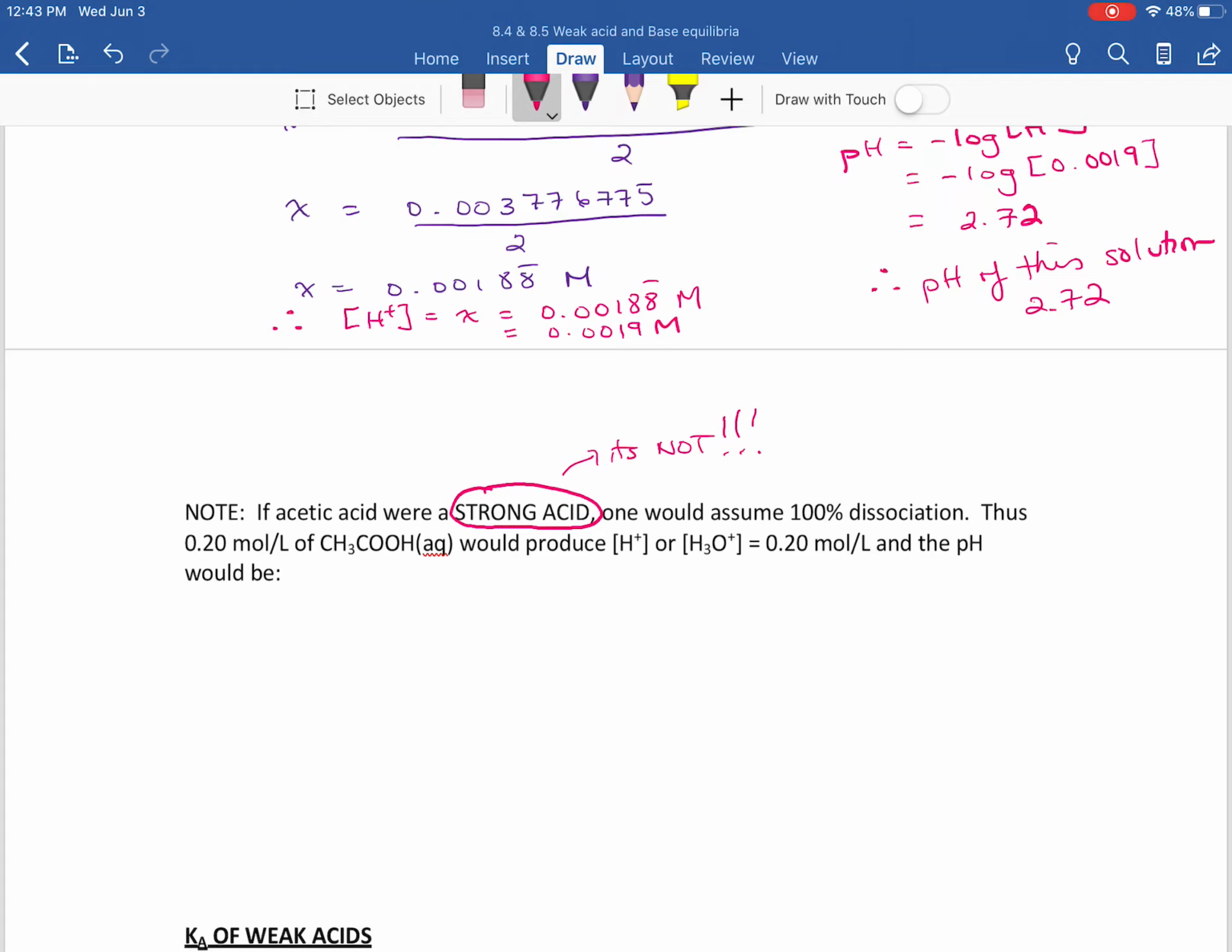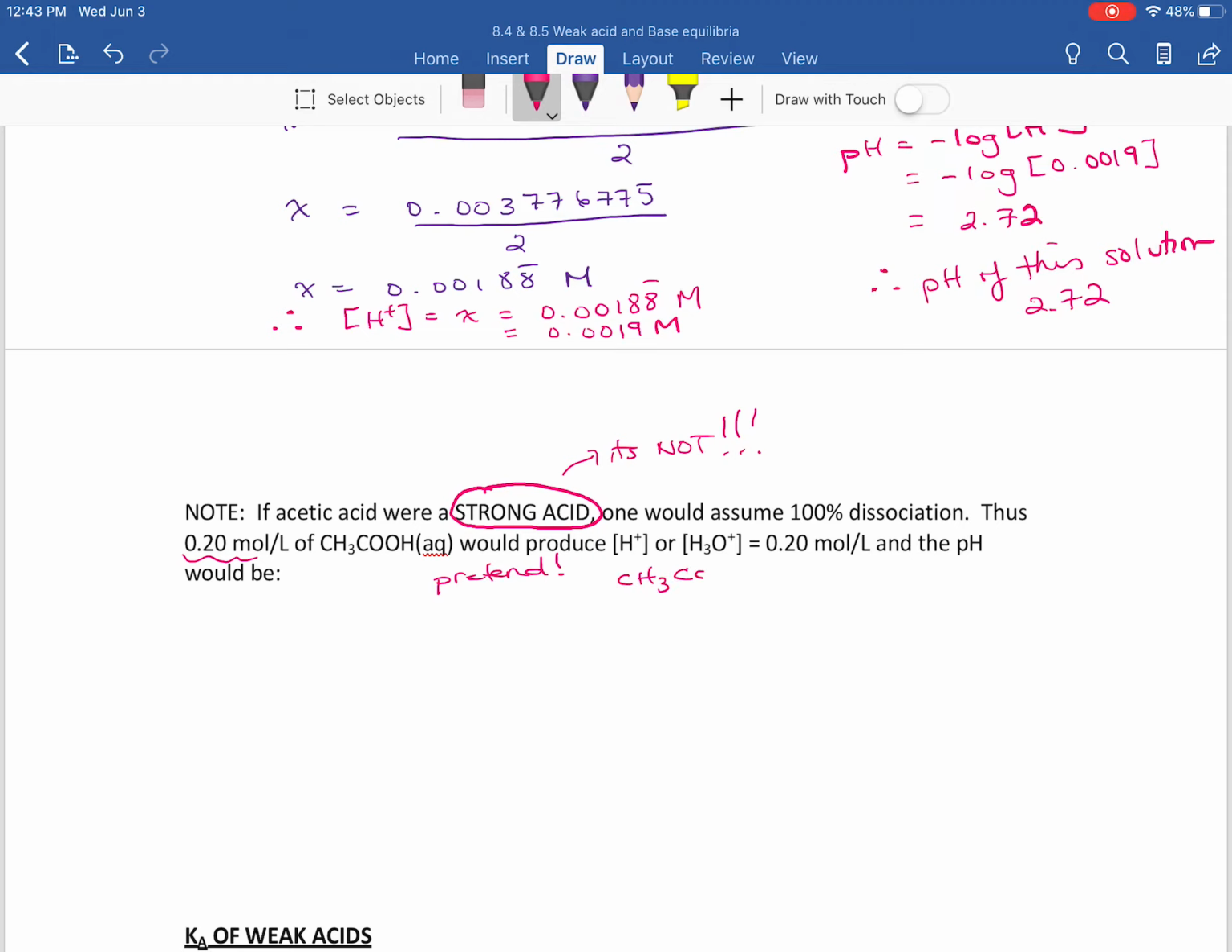But pretend it was, okay? If it was a strong acid, we would assume that it went completely forward. Let's just pretend this, okay? And so therefore, we would assume that everything went forward. Okay, so let me just draw the little ICE table for that. So pretend. I'm writing "pretend" so none of you can say that I told you that acetic acid was strong.